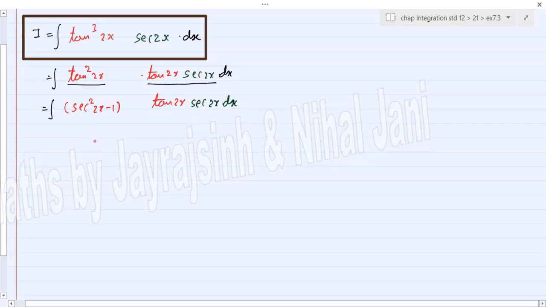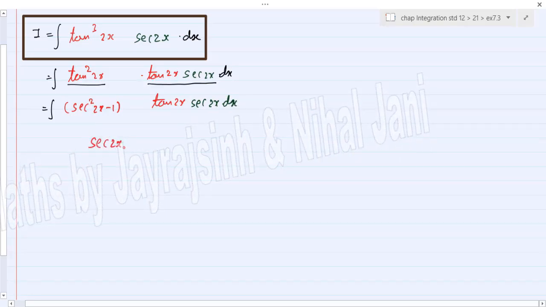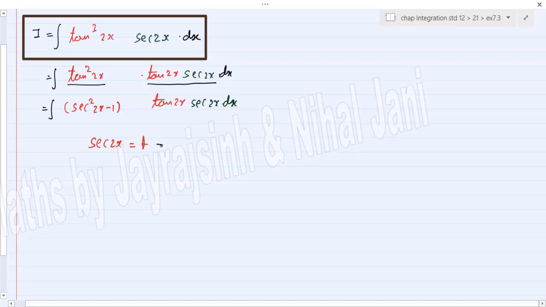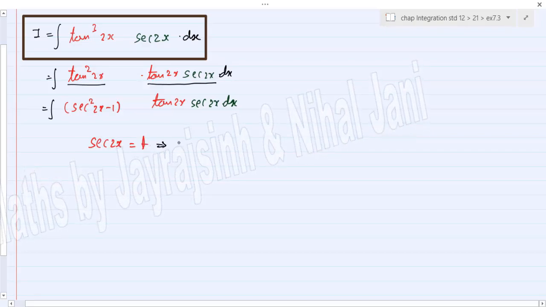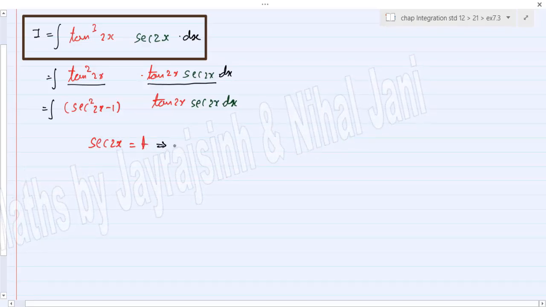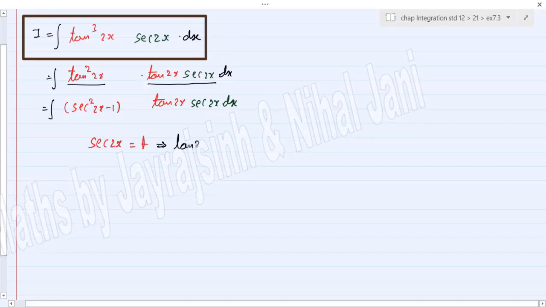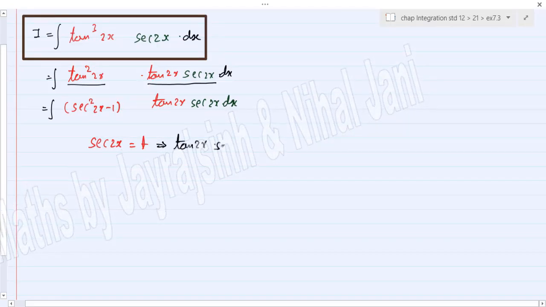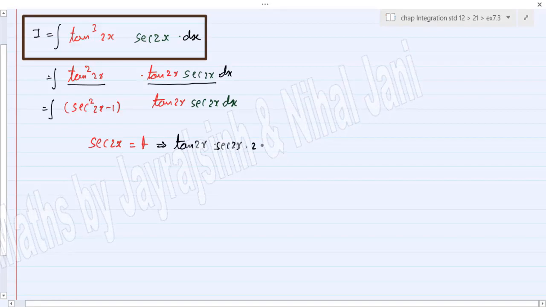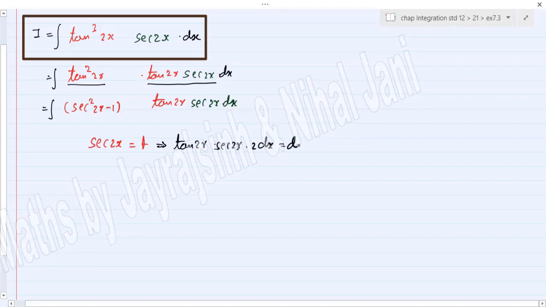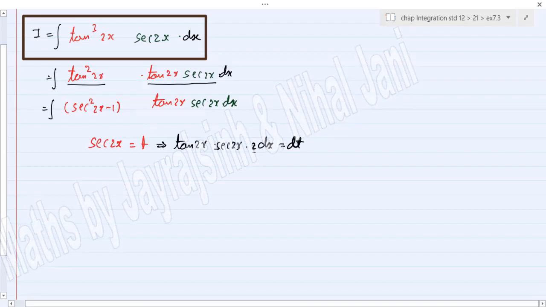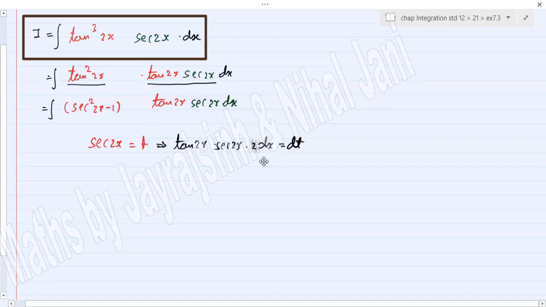So we are ready to assume sec 2x as t. So we will get differentiation of sec 2x as tan 2x into sec 2x into 2 dx is equal to dt. We have tan 2x into sec 2x with the multiplication of dx. So let's take 2 on the right side. So we'll get dt by 2.